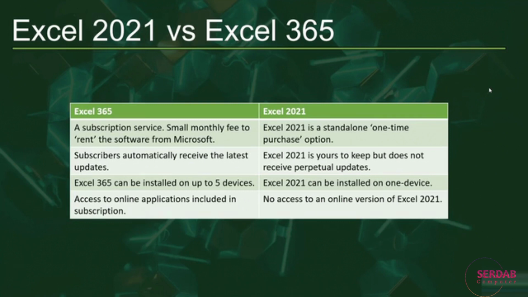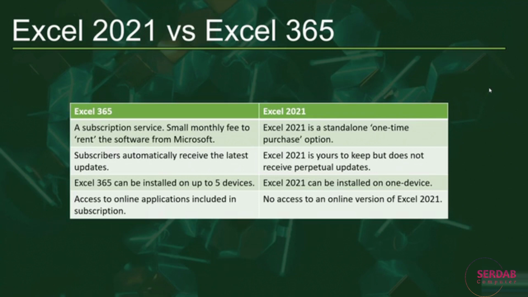Now, Excel 365 can be installed on up to 5 devices. So if you're in a household and you have a laptop, maybe an iPad, maybe another PC, if you have a subscription, you can install your Microsoft applications on 5 different devices. With Excel 2021, because it's not a subscription service, it can only be installed on 1 device. And I would say that that is a general rule. There are methods you can use to try and get that onto another PC, but in general, 1 device only.